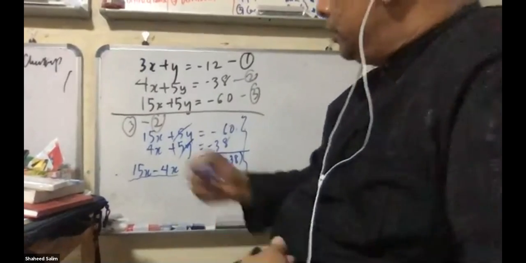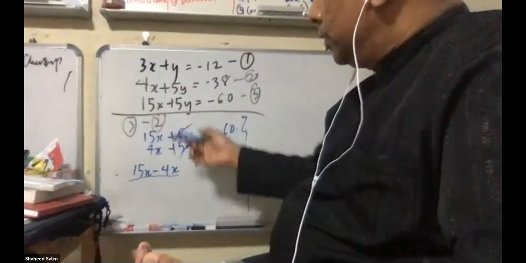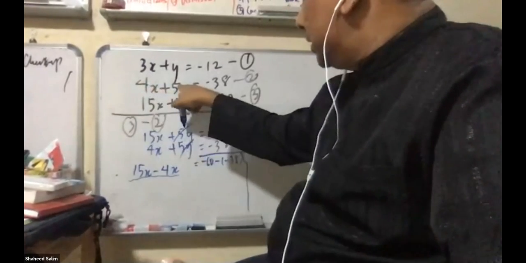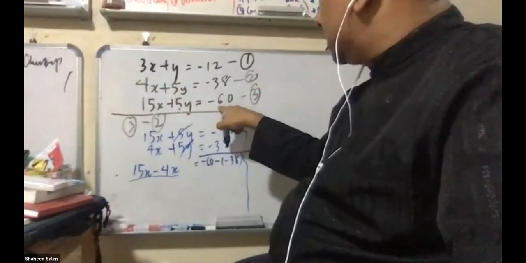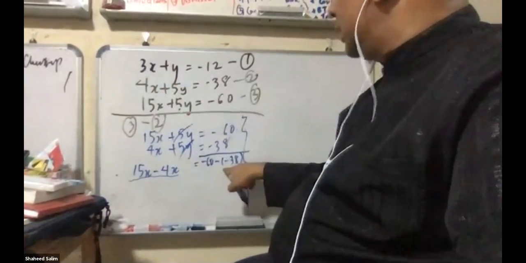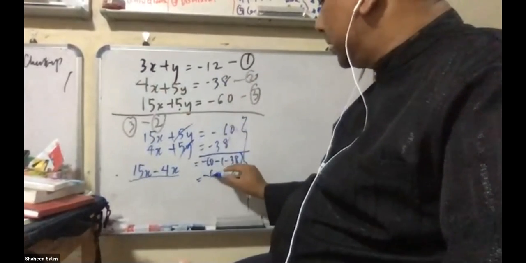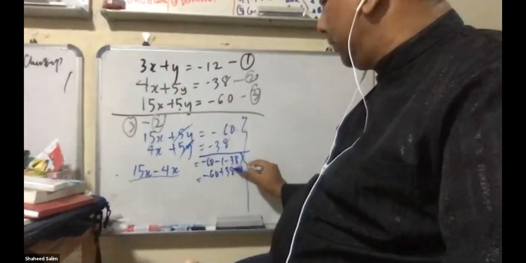No, actually, yeah. You don't need to change the sign. This minus this, one minus this. This one minus 0. Then minus 60 minus 38. This one, yes, you must change sign because there's a minus here. So it becomes minus 60 plus 38.